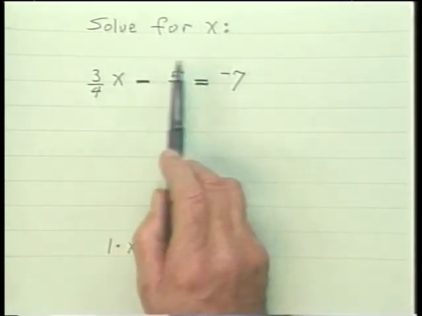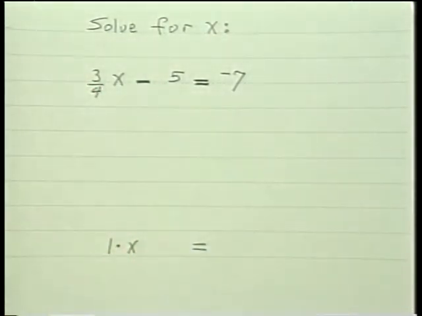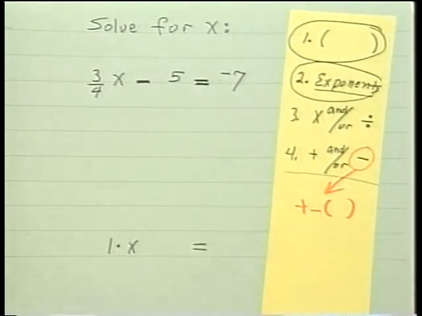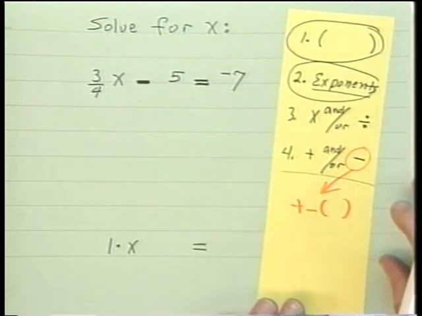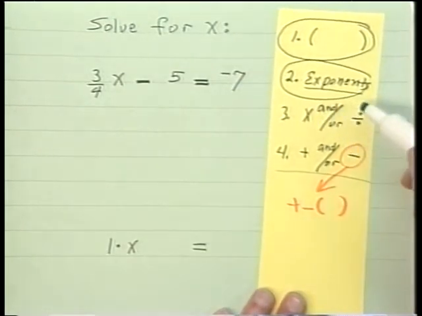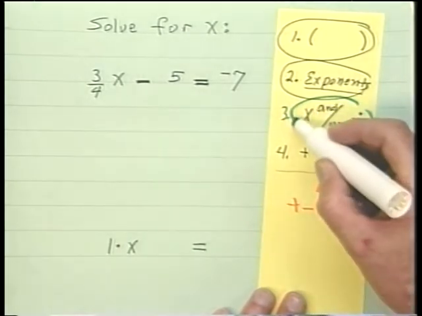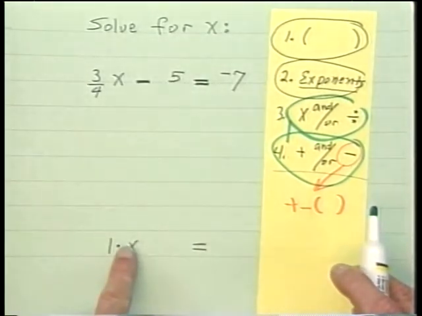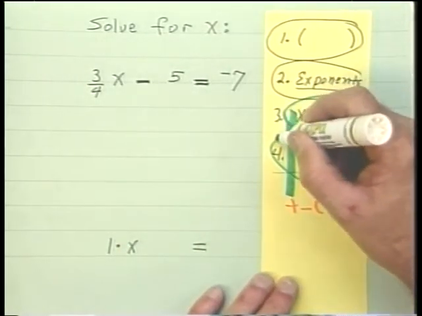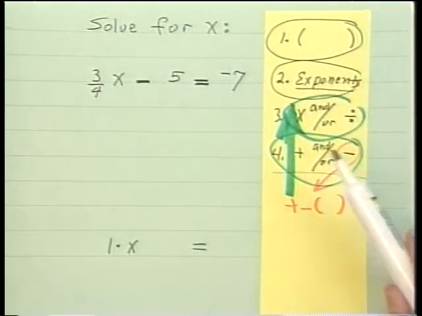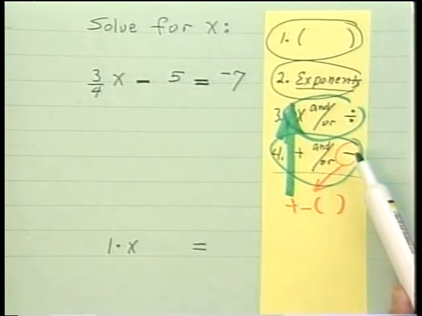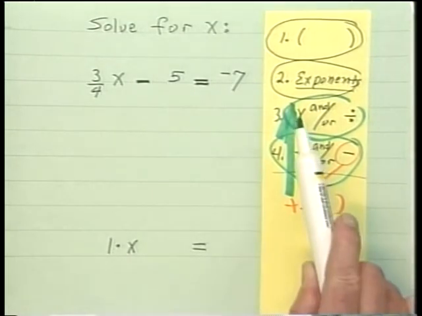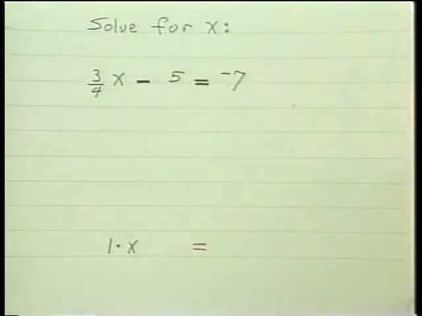It's as though we want to peel these away from the x and get to 1x. Interestingly enough, whereas in the order of operations, when we're evaluating an expression, we do the multiplications and/or divisions first, then the additions and subtractions, as we try to begin to isolate the variable, we go just the reverse. We undo the adding or subtracting first. Do you have that? Undo the adding or subtracting first. Then the multiplications and/or divisions last.